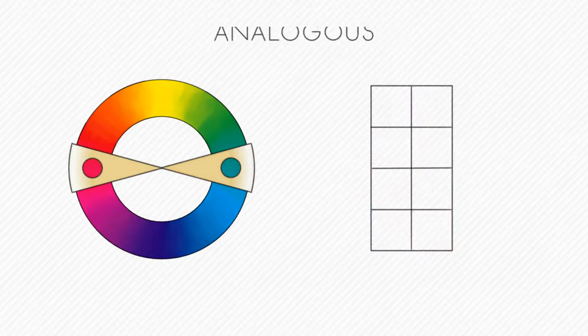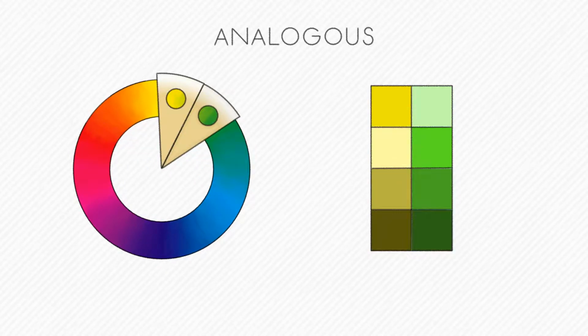Third, we have analogous. This is a scheme where the colours are adjacent on the wheel, and it will give you a calm, natural feeling scheme. You may think it would clash, but we see blues and greens next to each other all the time in nature. You have to think about how the scheme is going to fit in with your subject matter and decide if this peaceful combination is going to help your image or not.